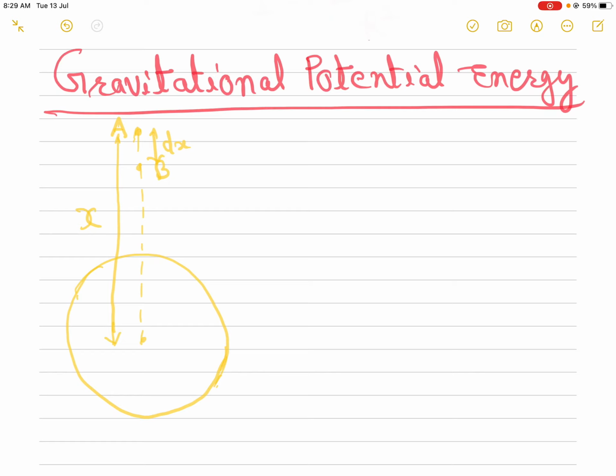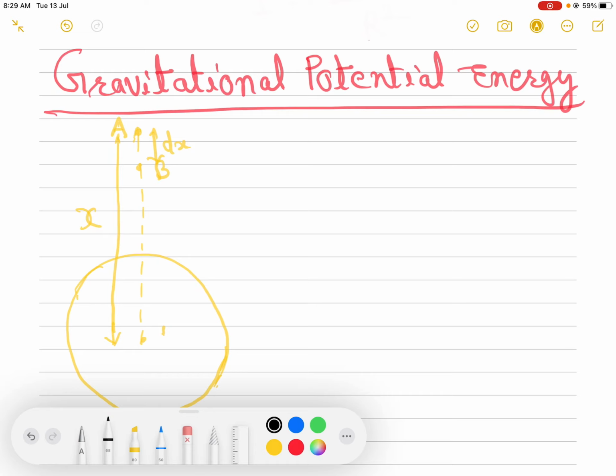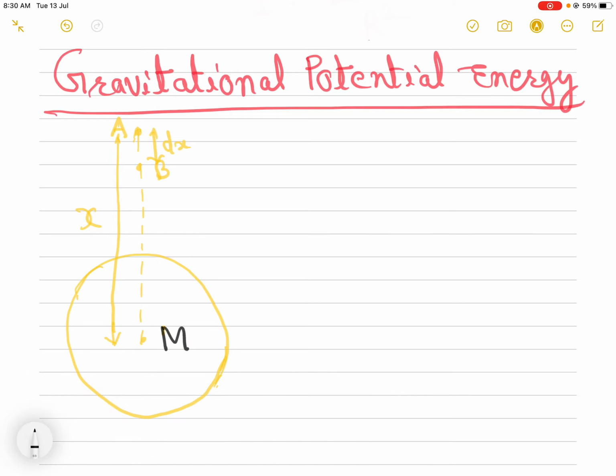Suppose the mass of the earth is capital M, all the mass is supposed to be centered at the center of the earth, and radius of the earth is R. Suppose we want to bring the body from infinity to some point at a distance of small r from center of earth, where small r is greater than radius of the earth.